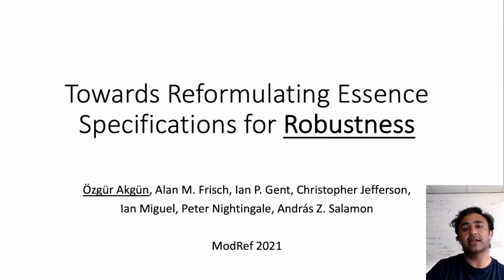The paper explains what we mean by robustness here as well. So, to put it simply, it is robustness against differences in how you can write a problem specification, specifically Essence specifications written by novice users. I'm going to say towards reformulating Essence specifications because this is preliminary work.